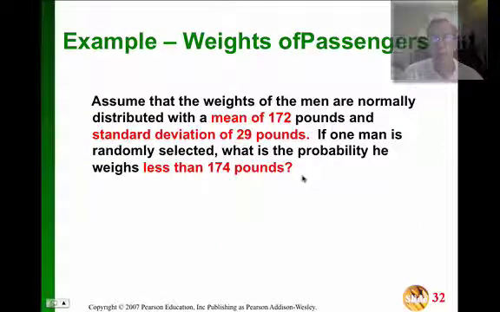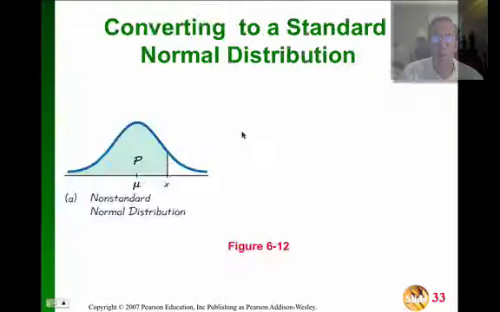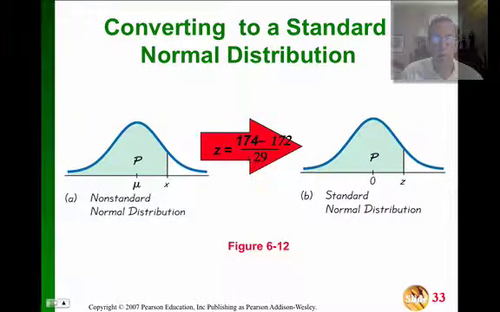So let's take a look at what's the likelihood when we have some non-standard data. 172 pounds is the mean, 29 pounds is the standard deviation, and 174 pounds is the value we're looking for. What's the likelihood of getting someone who weighs less than 174 pounds? I put it into my conversion formula: 174 minus 172 over 29, and then I'm going to get a value that'll give me a z-score, and that will be related to some likelihood of those values happening at that score or less.